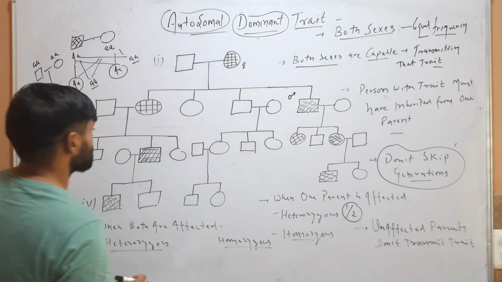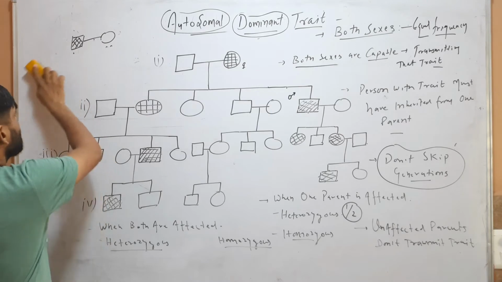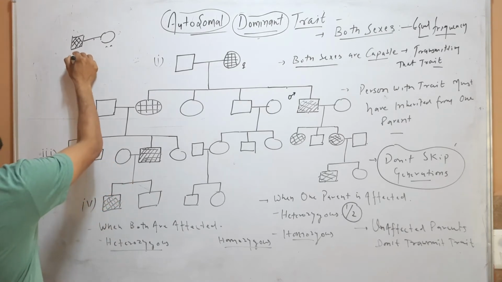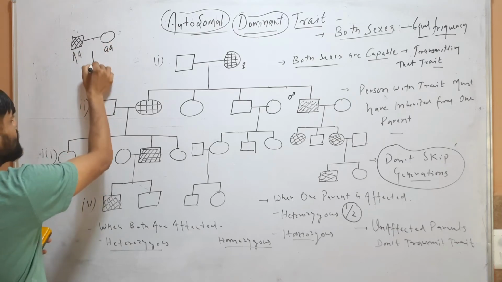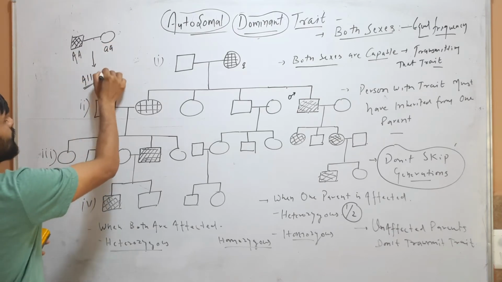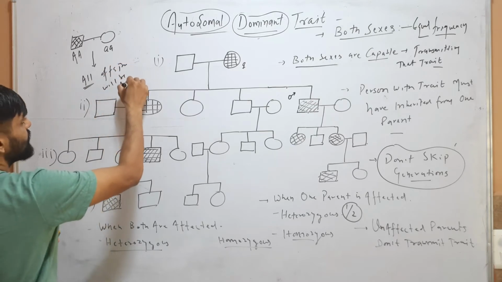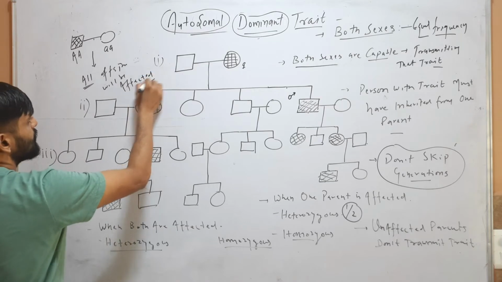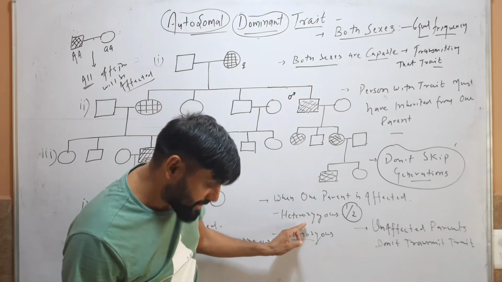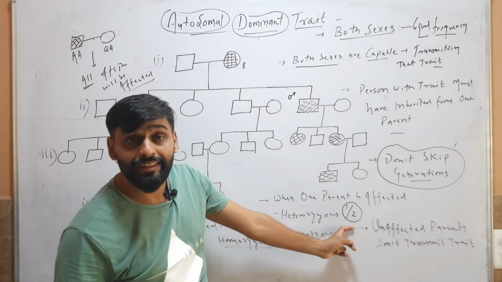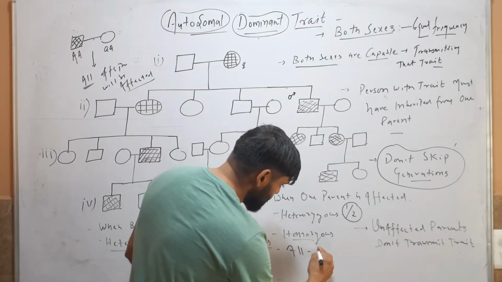And suppose the affected parent is homozygous, capital A, capital A, and the other is small a, small a. Then all offspring will be affected. So when only one parent is affected and it is heterozygous, then half will be affected. When it is homozygous, then all will be affected.